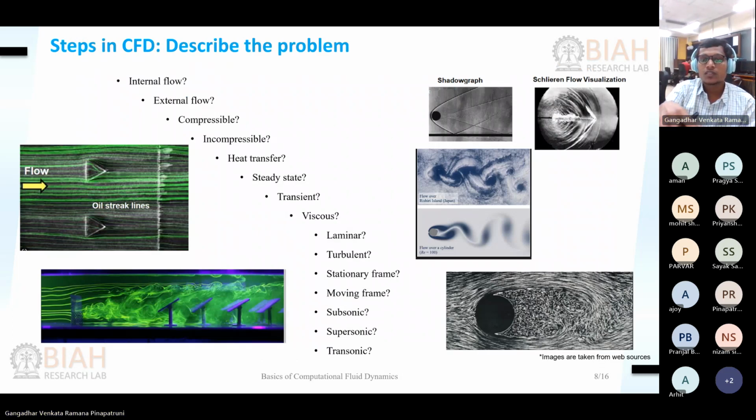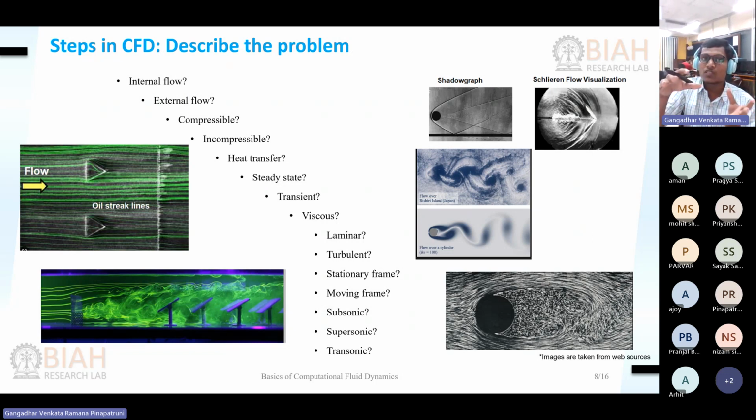So CFD involves understanding the type of flow. Before simulating your flow over an object, you need to understand what type of flow it is. There are several types of flows. I raised the question earlier of how to simulate internal kinds of flows. So first you need to discretize your object.